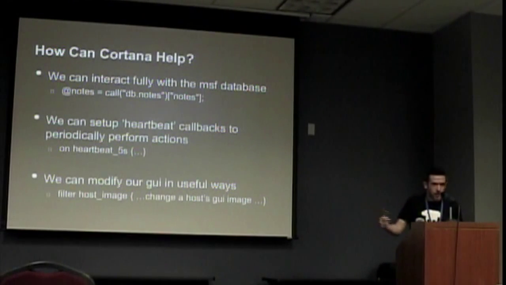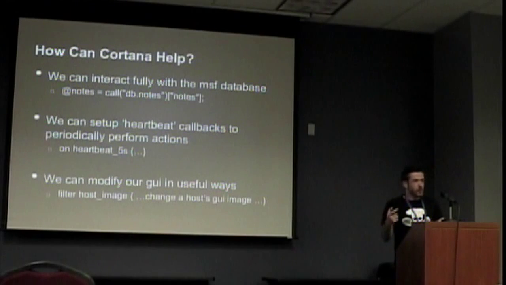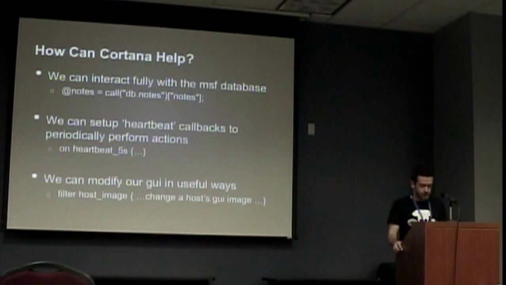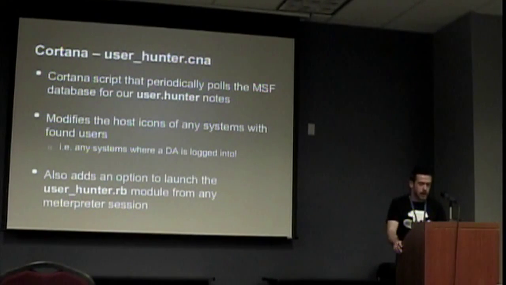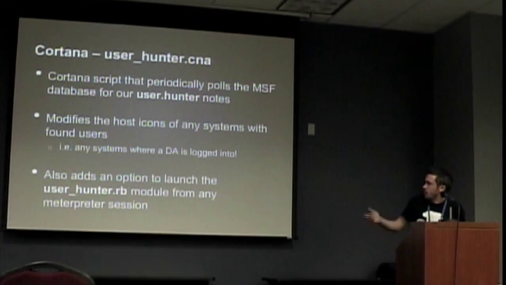Because we can interact with the backend database, we can get all of our custom defined notes. We can do that heartbeat thing again and say, every 5 seconds, let's check the database for all those notes. And then for each host image, we can check if this host has a target user, and change its icon. So this is userhunter.cna, exactly what I just mentioned. It pulls the database, gets the notes, and modifies the host icons for the systems with found users.